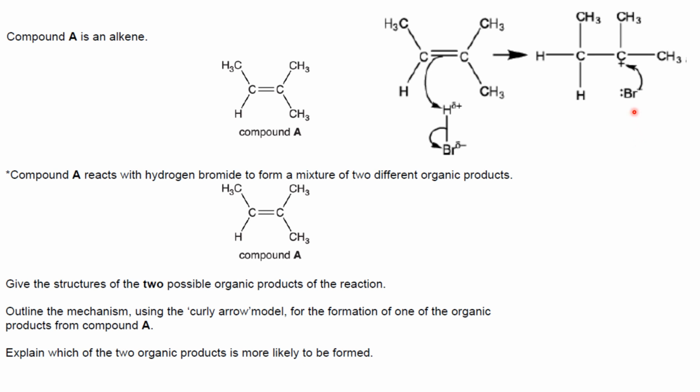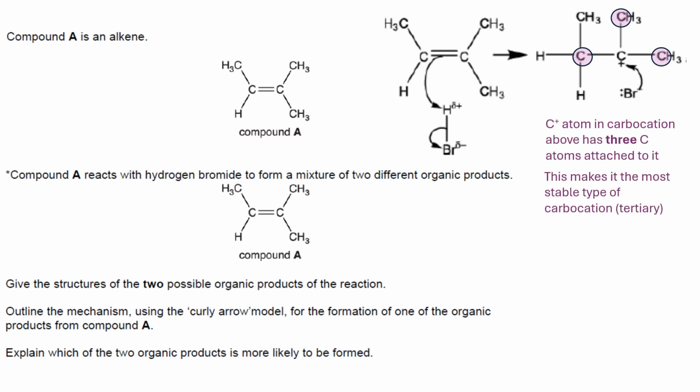And you've got a bromide ion, and the curly arrow can come off the minus charge, or it could come off the lone pair. It doesn't really matter which one of those 2 things you do. So it must come off either a lone pair or the minus charge. So like we said, that C+ now has 3 carbons attached. This is the most stable type of carbocation. It's called tertiary.